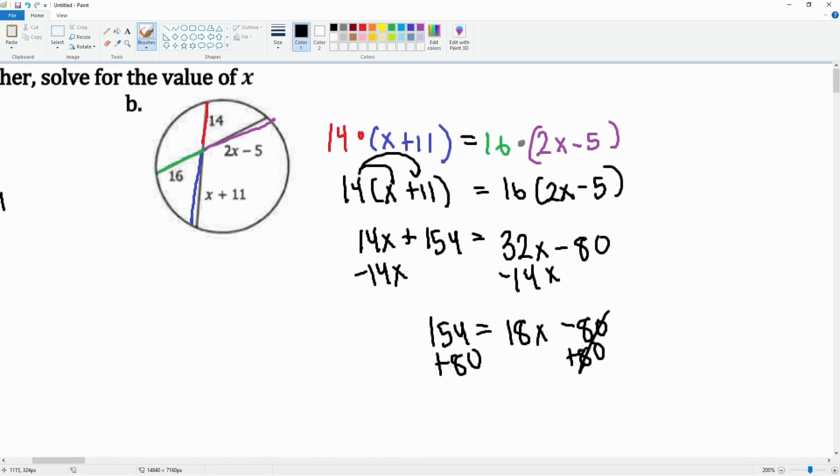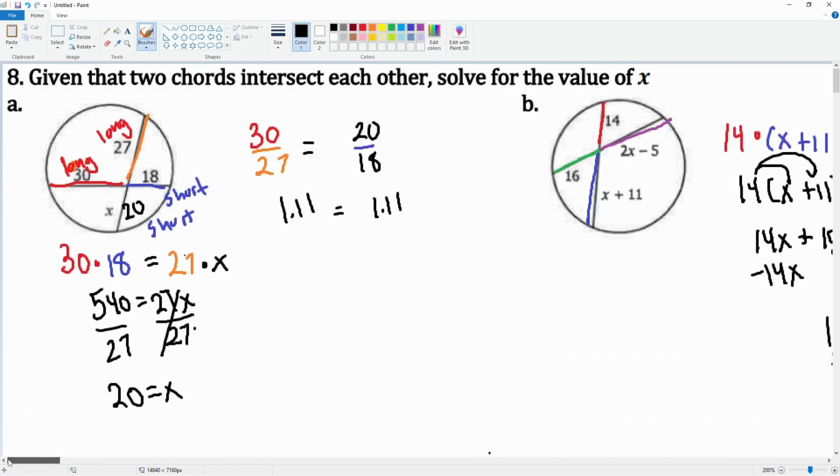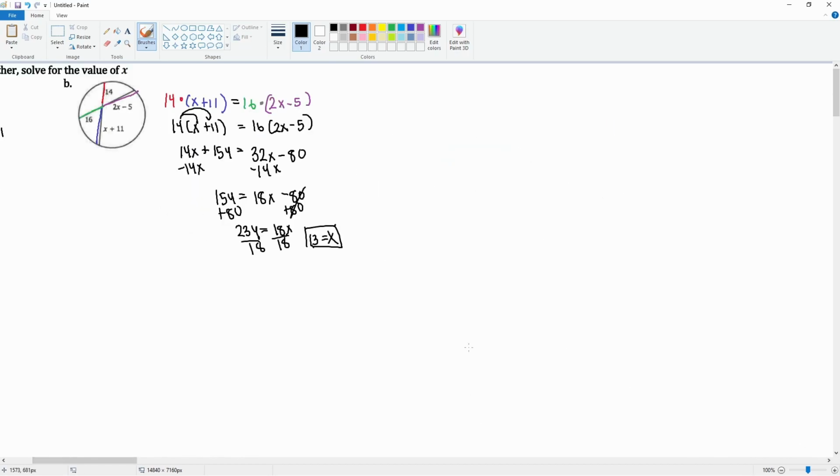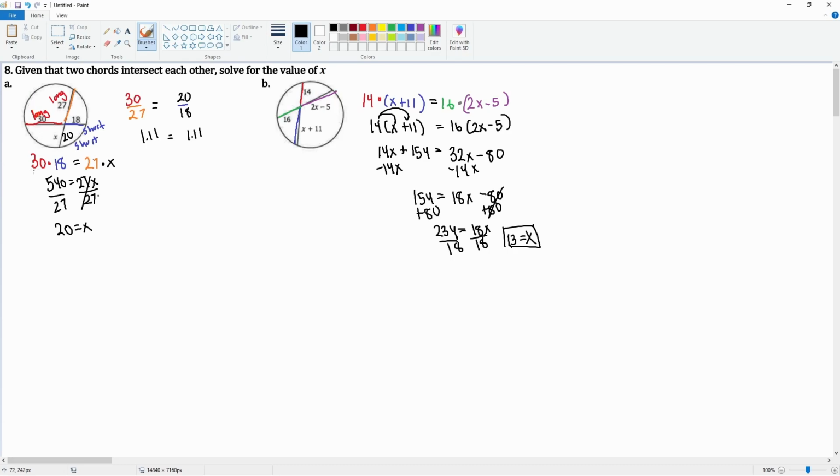This does cancel the right hand side. 154 plus 80 gets you 234 is equal to 18x. Divide by 18, divide by 18. You get x is equal to 13 as the final answer. Okay, so there you go. All right. So again, you need to understand this part about the chords, okay? That the parts of the chords, when they multiply together, is equal to the other part of the chords multiplied together.